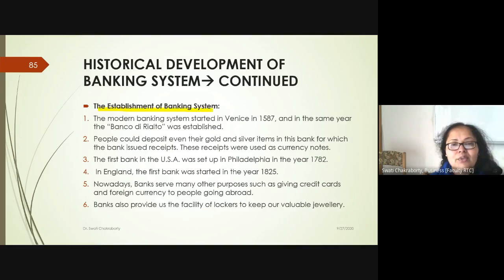Then came the actual establishment of the banking system. The modern banking system started in Venice in 1587, and in the same year the Banco di Rialto was established. People could deposit even their gold and silver items in this bank, for which the bank issued receipts, and these receipts were used as currency notes, right? The first bank in the US was set up in 1782 in Philadelphia. In England, the first bank came up in 1825.